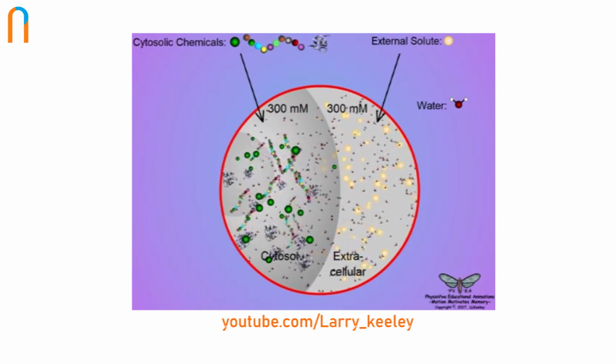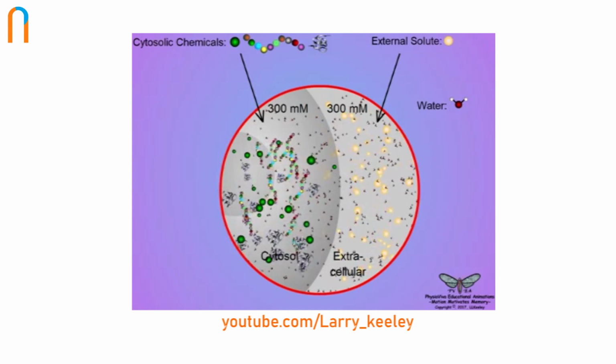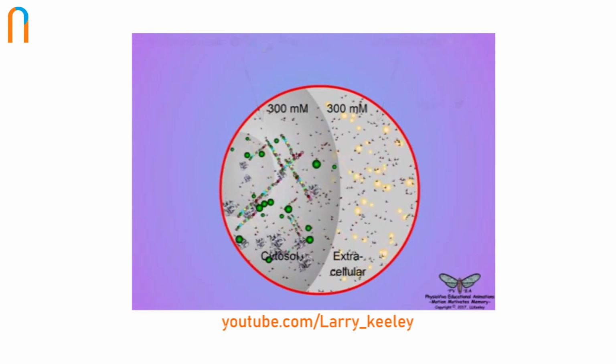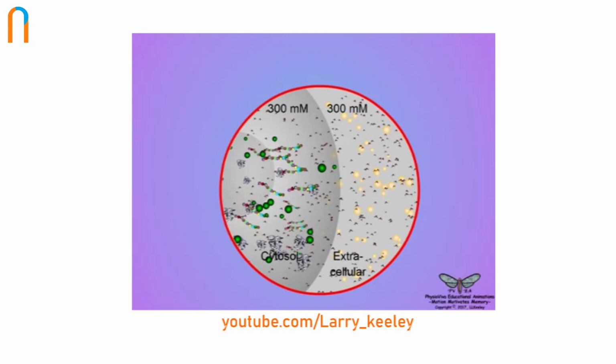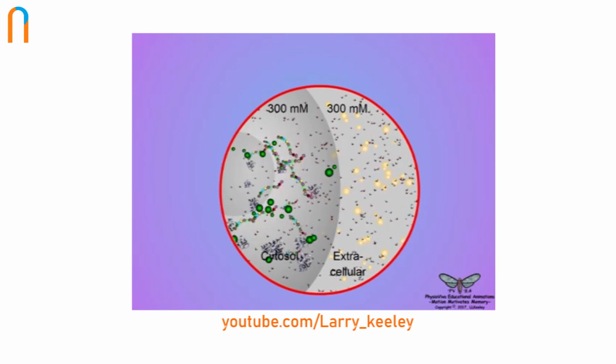Solutions that have the same osmotic pressure as blood are called isotonic or physiological, 0.9% sodium chloride. Those having less osmotic pressure are hypotonic, and those with more are hypertonic.